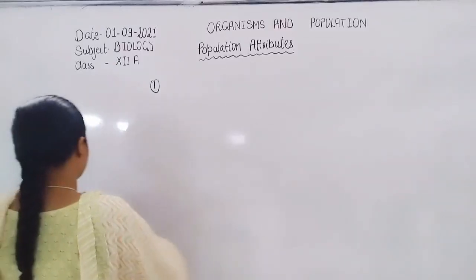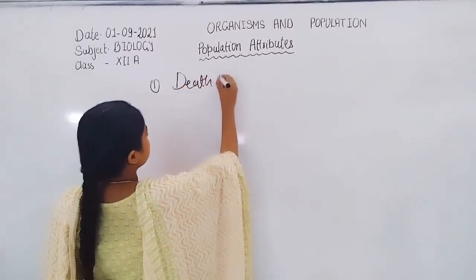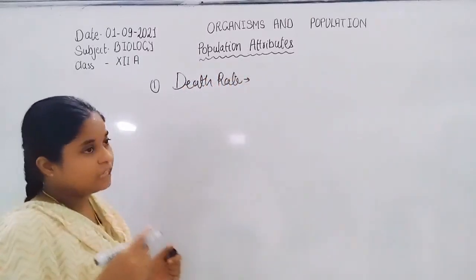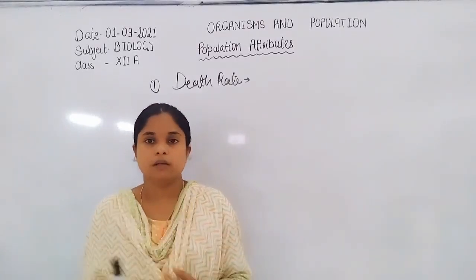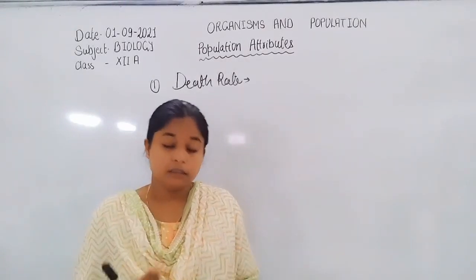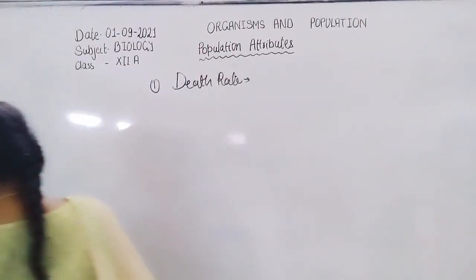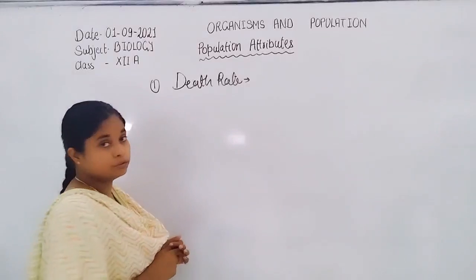Death rate. What is death rate? Death rate is similar to the birth rate because it is also calculated per capita. The death rate is always equal to the rate of loss of individuals per unit time due to death.